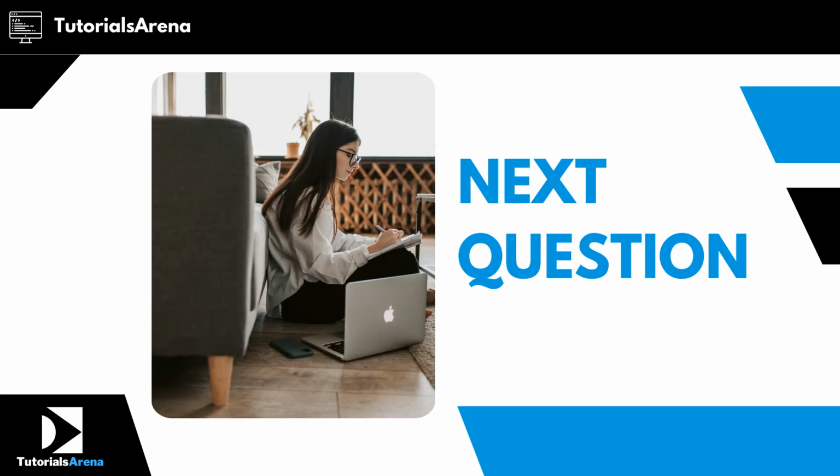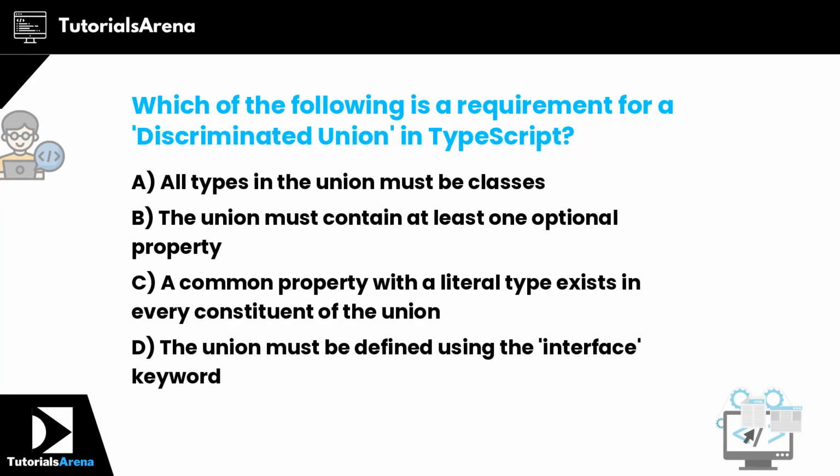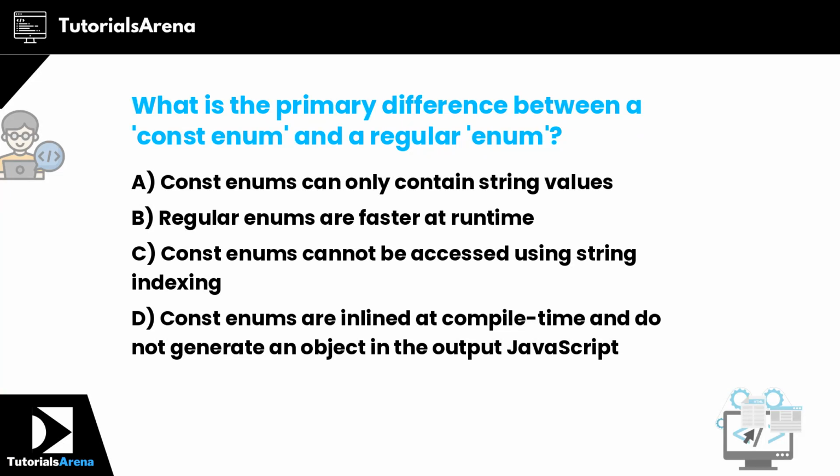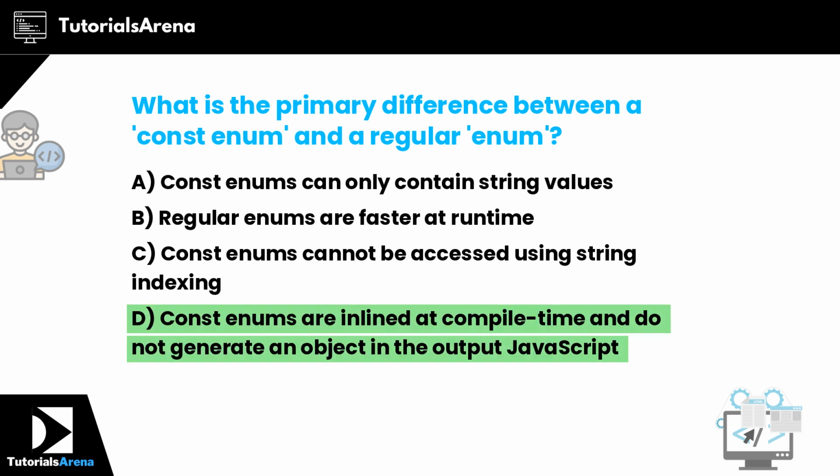Which of the following is a requirement for a discriminated union in TypeScript? The correct answer is option C. A common property with a literal type exists in every constituent of the union. What is the primary difference between a const enum and a regular enum? The correct answer is option D. Const enums are inlined at compile time and do not generate an object in the output JavaScript.